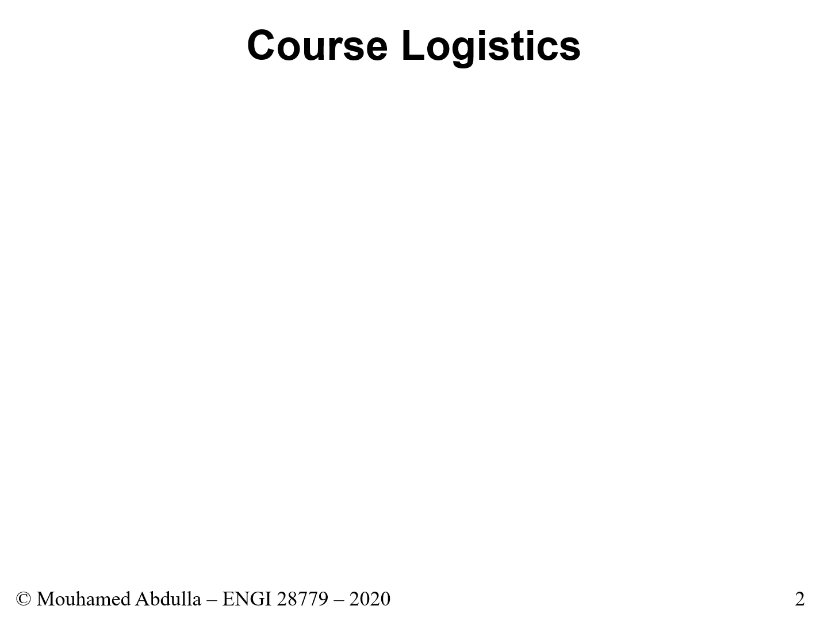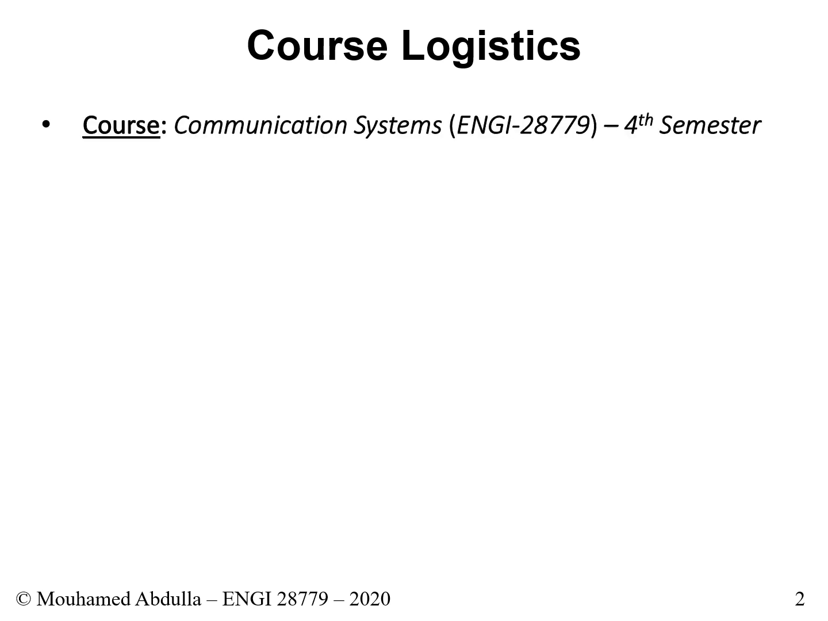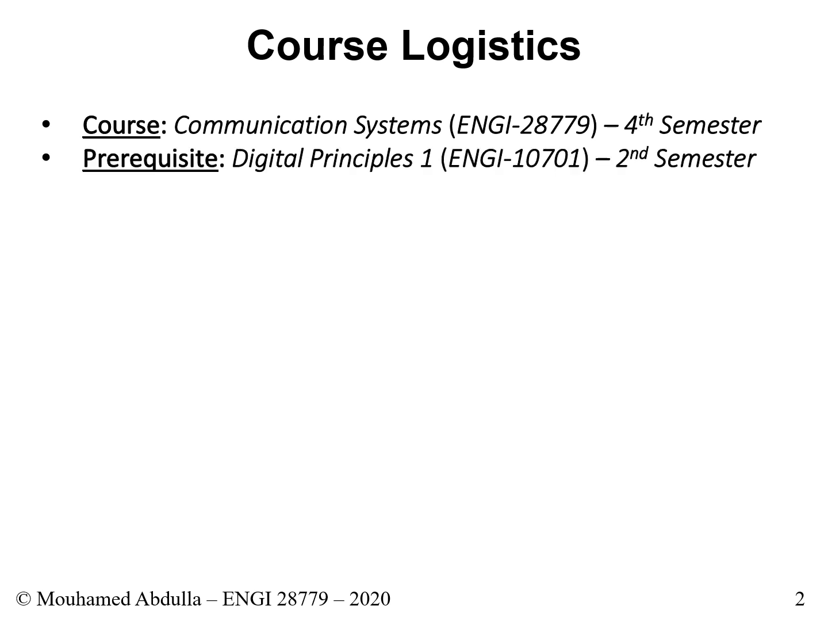Okay, so in this slide, we will discuss the course logistics. Like I said before, the course is known as Communication Systems, ENGI 28779. This is a 4-semester course. The general prerequisite is Digital Principles 1. This is a 4-semester course, so you've taken a bunch of courses before coming here, and you should have a baggage of knowledge that will be useful. But in general, Digital Principles 1 is key to move on with at least the second part of the course, the digital part.